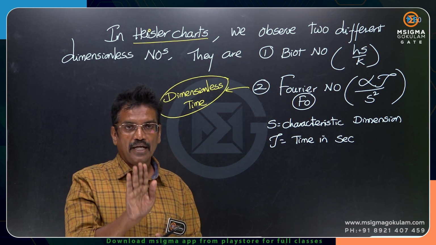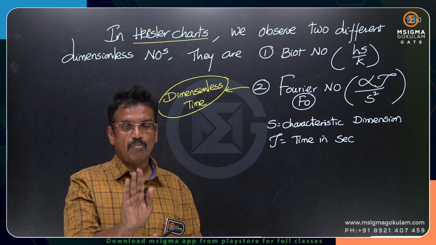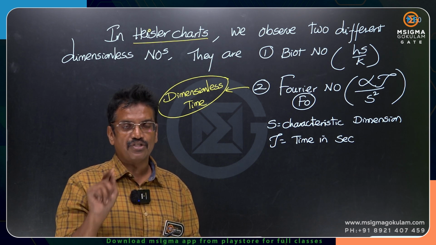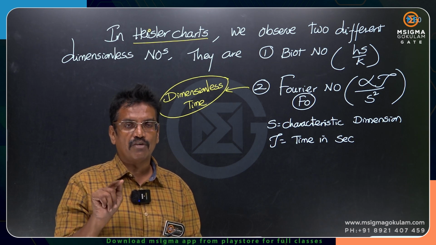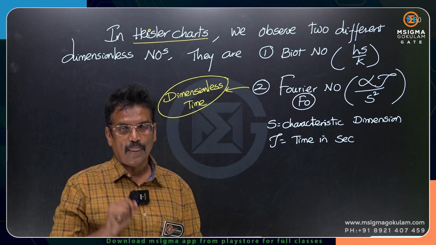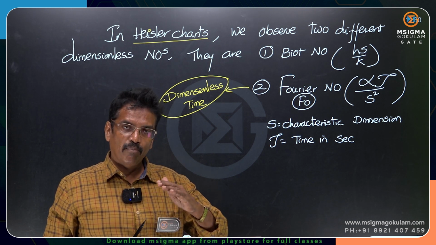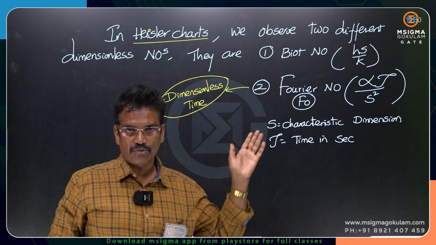Biot number is hS by k. Though the size S is a little bigger, if the K is very high, like that of copper or aluminum, lumped heat capacity analysis is still valid. Please remember that lumped heat analysis is valid as long as the Biot number is less than 0.1, where S is given by V by A. For a spherical body it is R by 3. If the Biot number value goes above 0.1, we need to make use of the Heisler charts.